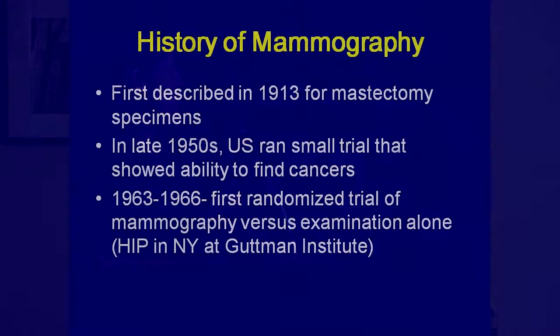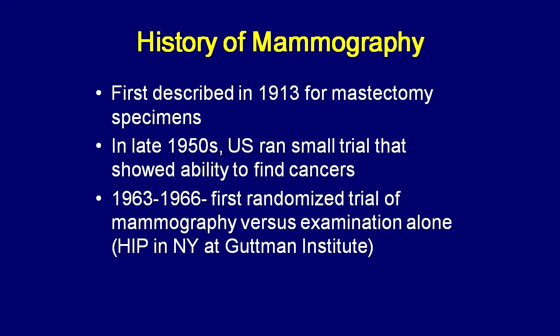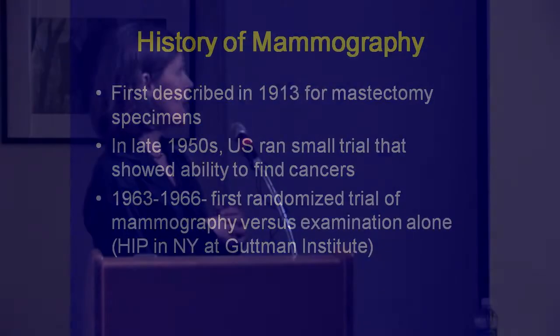How did all of this start? Well, it was actually started in the 1900s, in 1913. And what a radiologist did was he took mastectomy specimens, because that was all that was done in that era. And he actually started x-raying them to see if he could see them, because the goal was to say, could we see this on a woman?